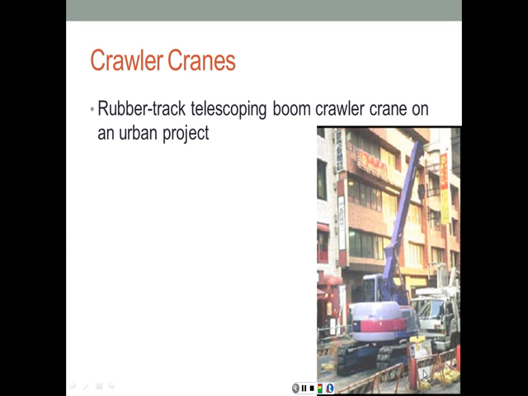And here's a rubber track telescoping boom crawler crane on an urban project. Now this can work on regular streets and highways because of the rubber tracks that are not going to damage the pavement. So it has the benefit of tracks to allow for better traction, and at the same time it's rubber tracks so it can move on regular roads and highways. And this is of course a telescoping boom that can be extended hydraulically to reach farther distances.